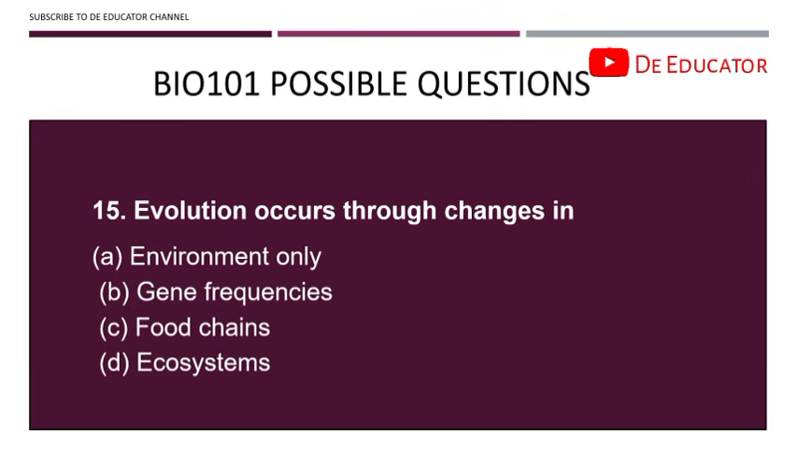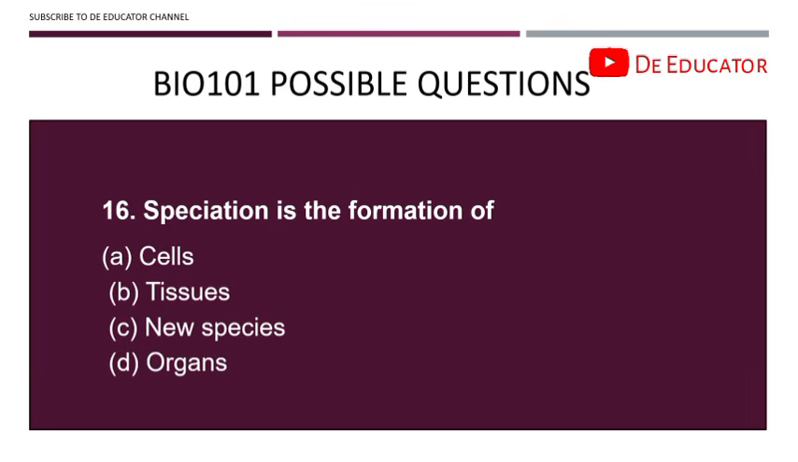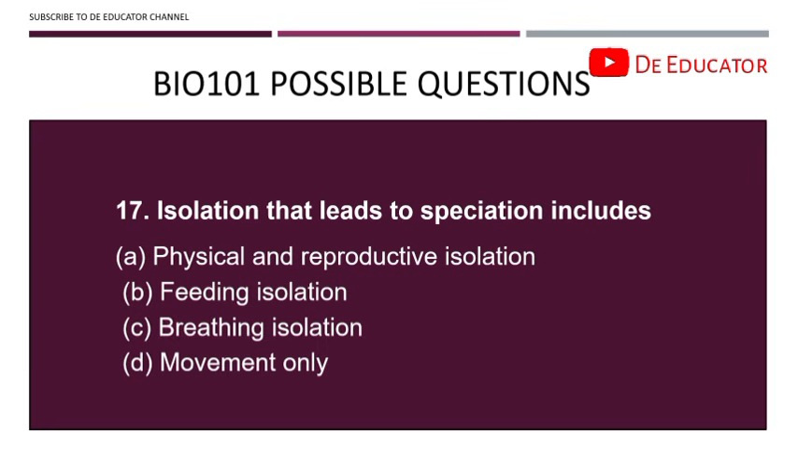Number 15, evolution occurs through changes in gene frequency. So when there is a change in the gene frequency, that is when you start evolving into something else. Number 16, speciation is the formation of new species. From the word itself, it's very easy to know the meaning. Number 17, isolation that leads to speciation includes physical and reproductive isolation. Please take note of this.